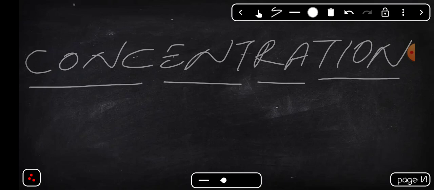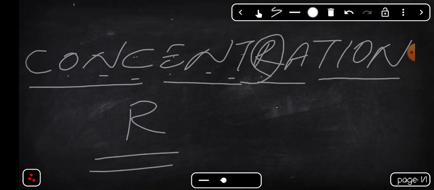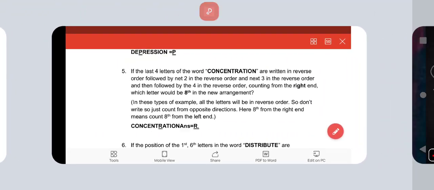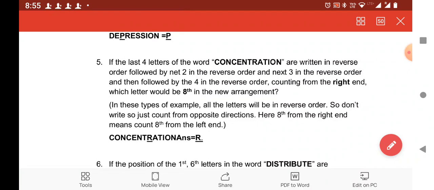Here, 8th from the right end means count 8th from the left end. Don't write in the reverse order. Please count from the left end. 1, 2, 3, 4, 5, 6, 7, 8. That means R will be the answer. Please keep in mind which type of examples are asked. It is very important and it will be asked in the examination. Don't write in reverse order, it will take time.